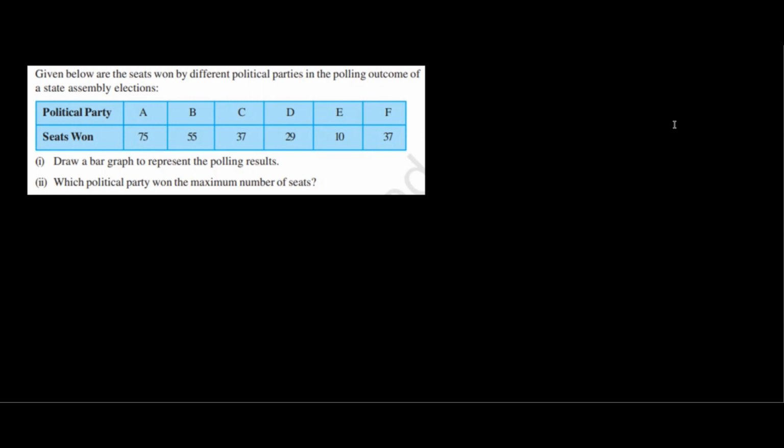Here, if you observe, they gave some information about different political parties which won different seats in the recent elections. Political parties A, B, C, D, E, F won the number of seats 75, 55, 37, 29, 10, 37. They are asking us to convert this into a bar graph as well as interpret the data, and finally find which political party won the maximum number of seats.